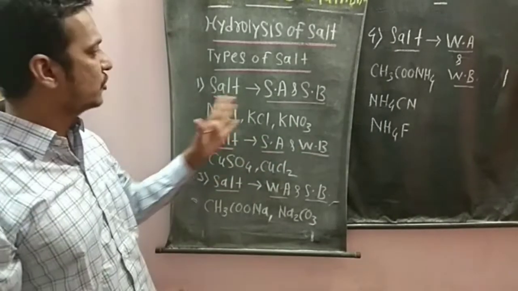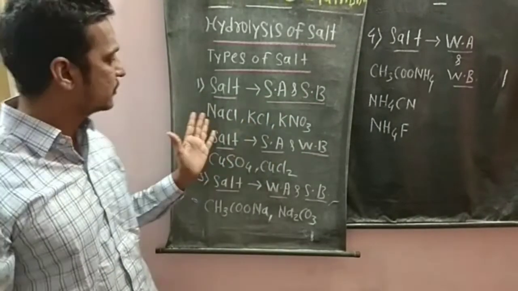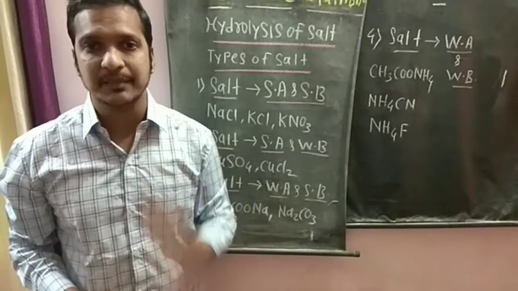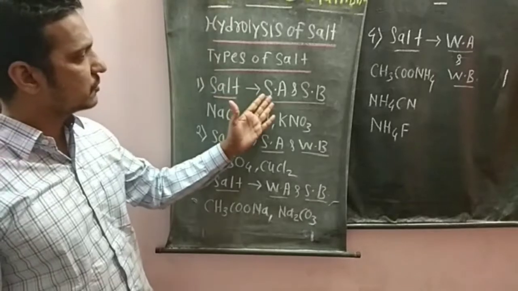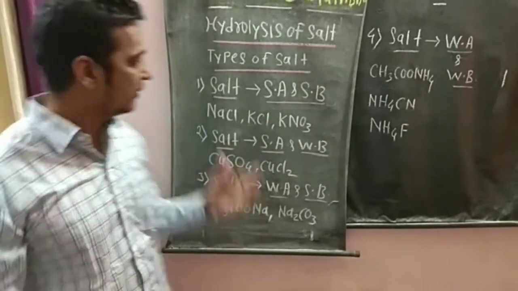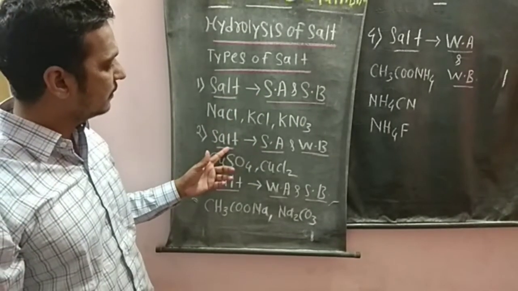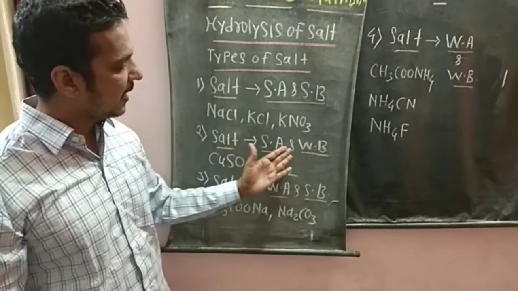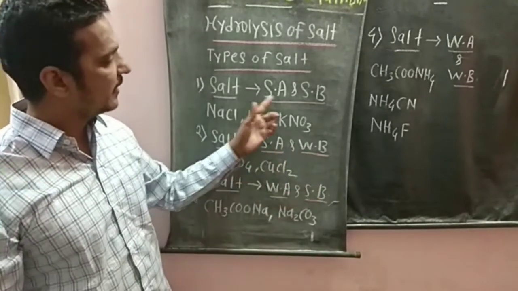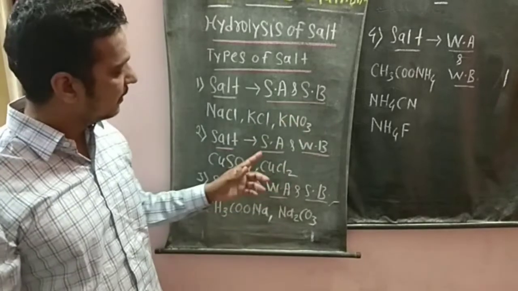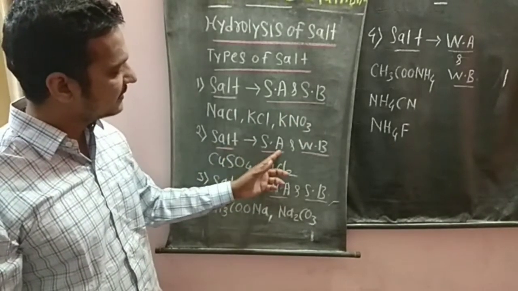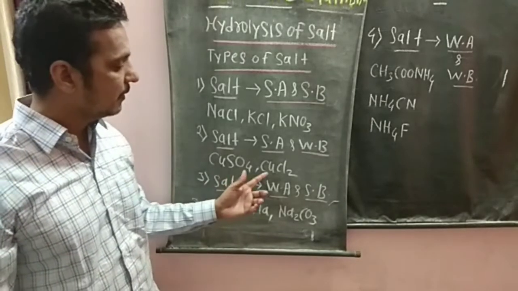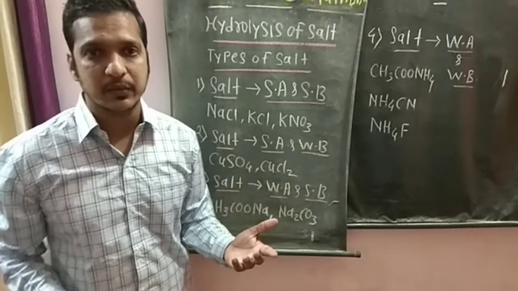That salt which is obtained from strong acid and strong base, such as sodium chloride, we have already discussed in the last part. Then the second type is the salt obtained from the reaction between a strong acid and a weak base. For example, copper sulfate and copper chloride, CuCl2.